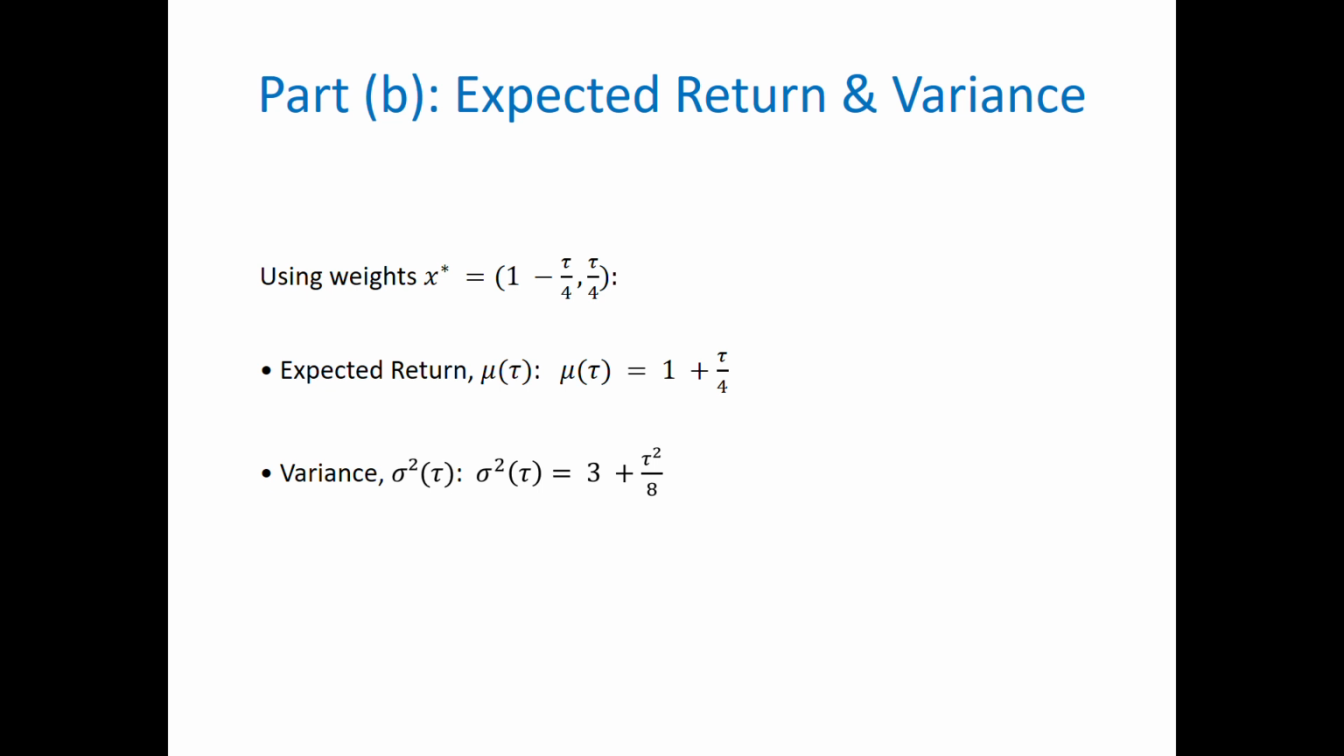Once we have our weights, we can calculate the expected return and variance of the portfolio. The expected return, mu tau, is a linear function of our risk tolerance, 1 plus tau by 4. The variance, sigma tau squared, however, grows quadratically as we increase our risk tolerance, following the formula 3 plus tau squared by 8. This perfectly illustrates the fundamental trade-off. To get more return, we must accept a disproportionately higher level of risk.